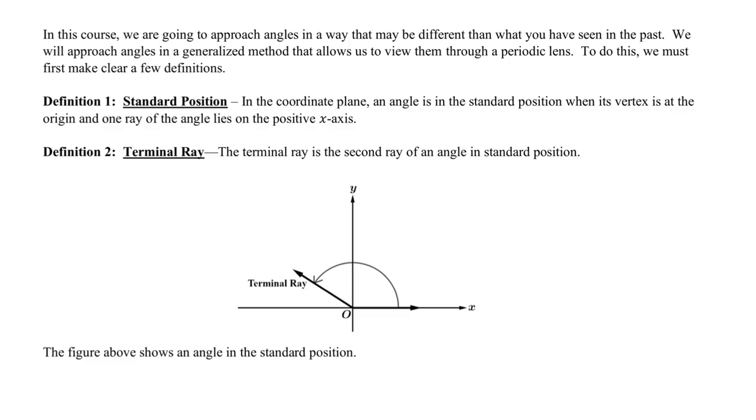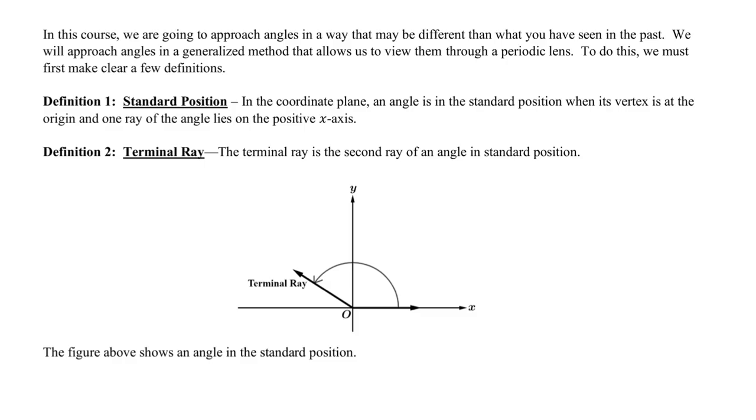Definition 1, standard position. In the coordinate plane, that's your xy axis, an angle is in the standard position when its vertex is at the origin. So here's our vertex right there at the origin, and one of the rays of the angle lies on the positive x-axis. So we have to have the vertex here, and one ray has to go this direction. All right, that is important.